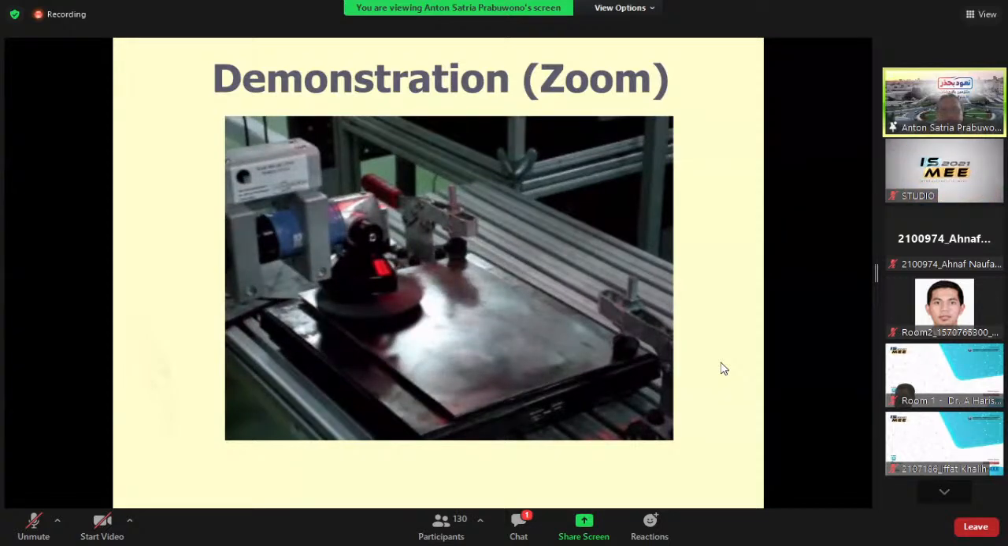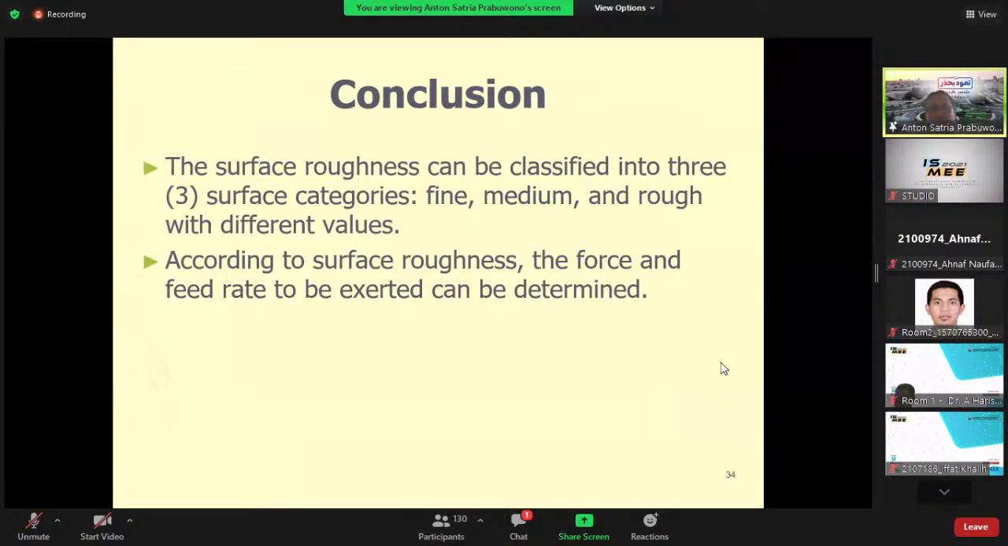And finish. All right. So the surface roughness can be classified into 3 categories actually: fine, medium, and rough. But then we combine fine and medium together, becoming easy to remove, and rough is hard to remove. So we adjust the different values of the defect level for this polishing process, and also we adjust the force and feed rate based on the surface defect level by using image processing.